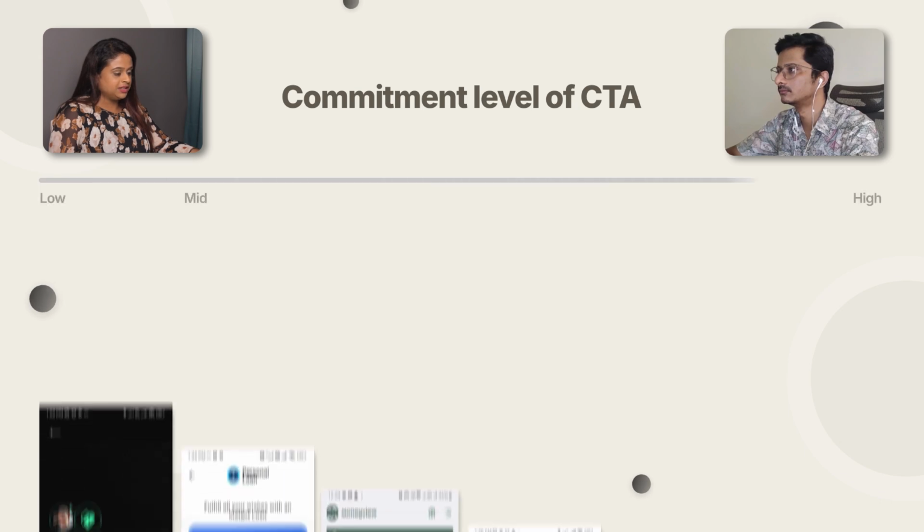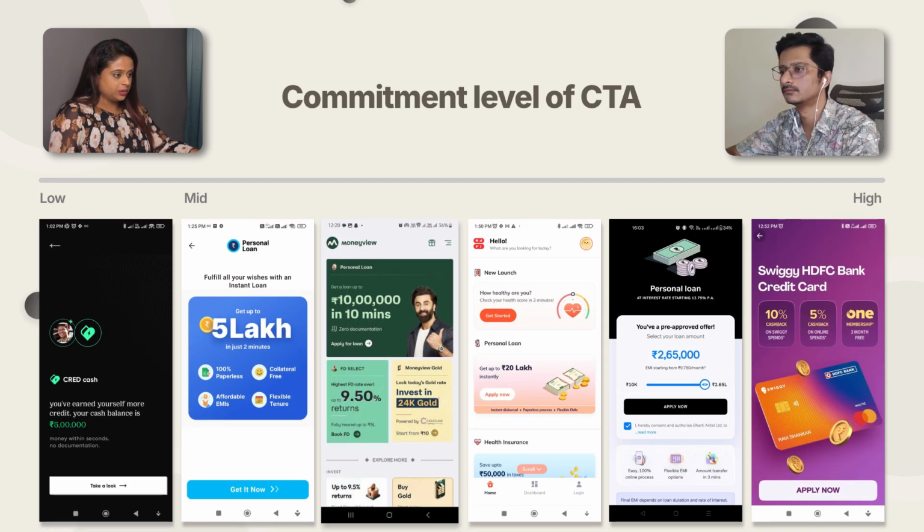So we have placed all the examples that we have seen so far on a spectrum of commitment level of CTA, starting from low commitment level, such as take a look given by Cred, to a high commitment level CTA like directly apply now given by Swiggy and Airtel.